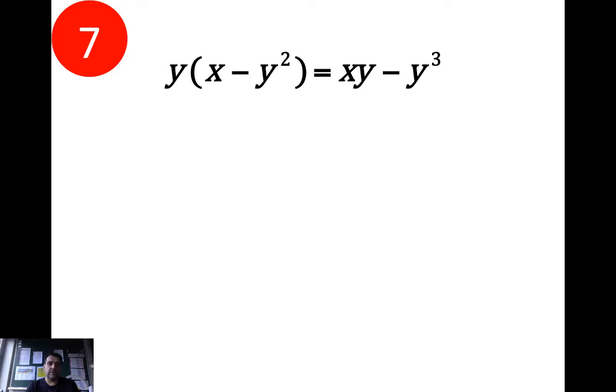Number 7. y times x minus y squared. So it's y times everything in the bracket. y times x is yx, although I've written that the other way around as xy, just to stick to the convention of having things in alphabetical order. And then y times minus y squared gives you minus y cubed. So the answer is xy minus y cubed.